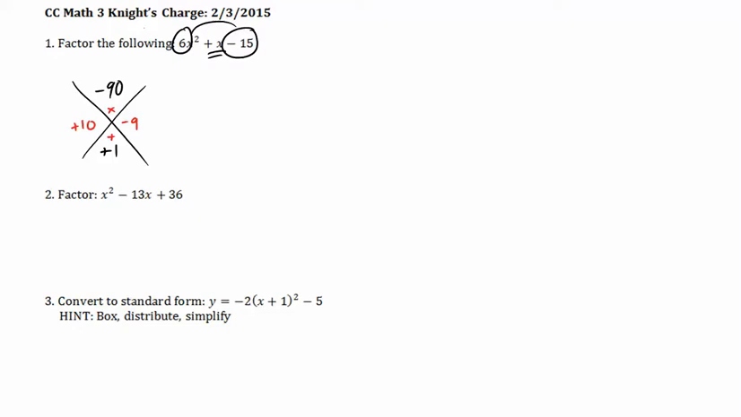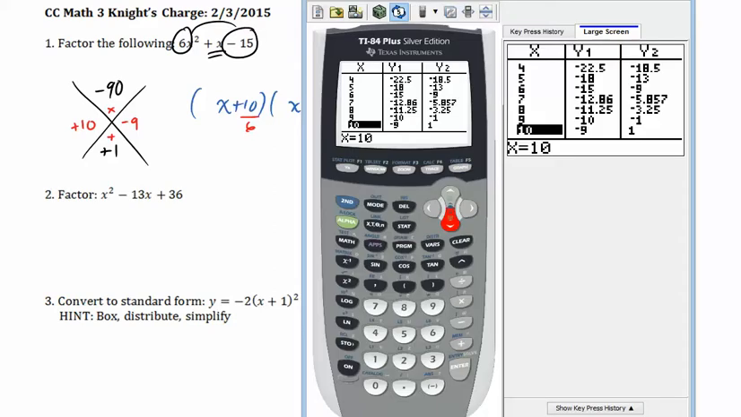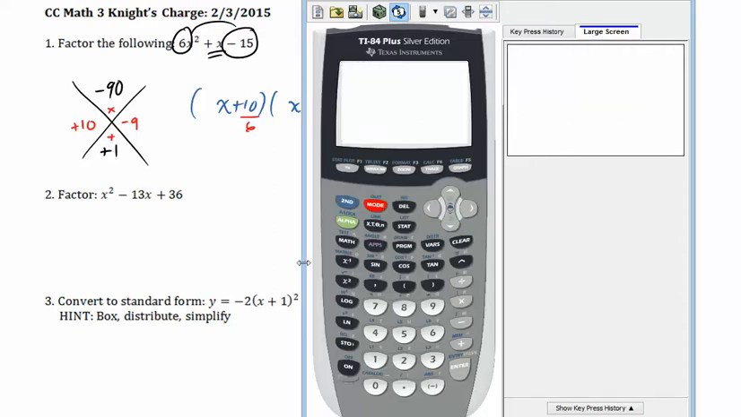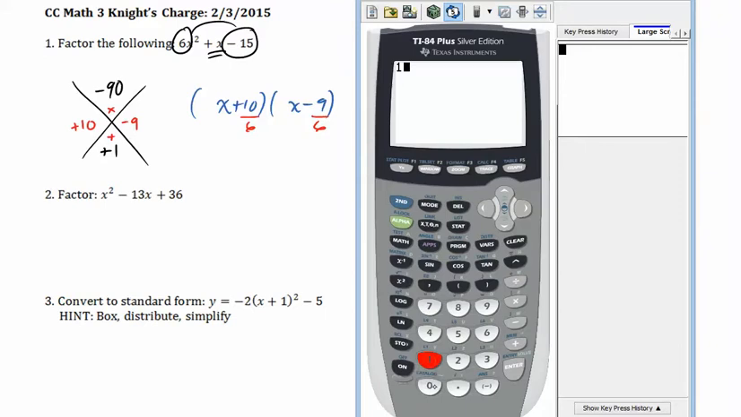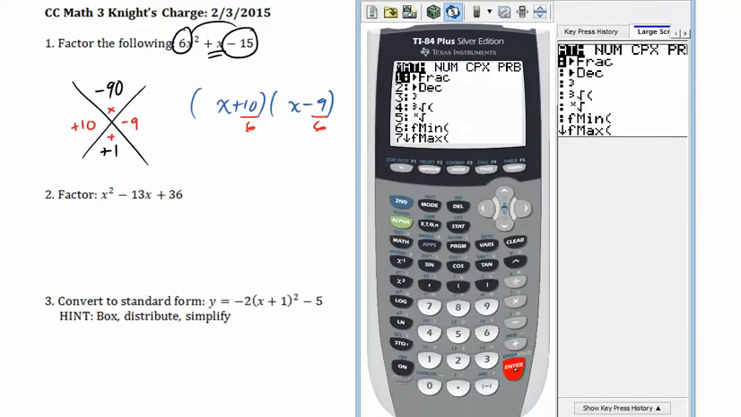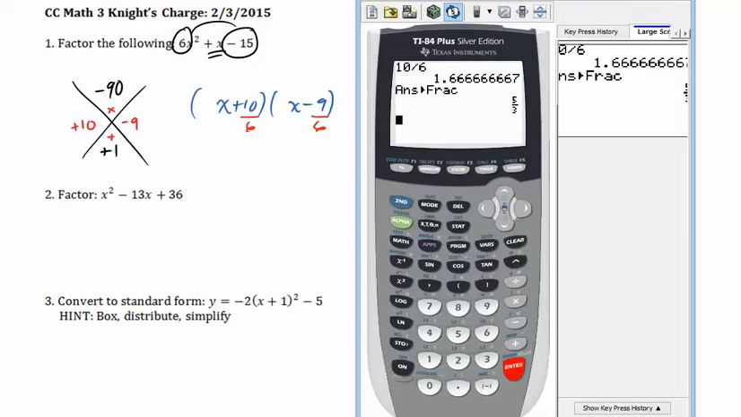Okay, well, now we go on to divide and slide. So it's x plus 10, x minus 9, and divide them both by 6, divide by 6. Neither one of these divides perfectly, but they both can reduce. Now, if you need help reducing, one thing you can always do is type it out, get the decimal, and then hit the math fraction button, and then hit enter.